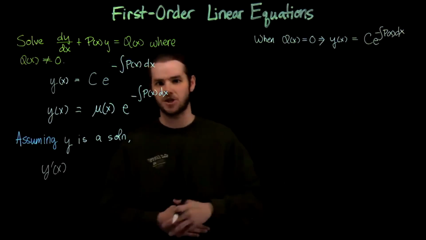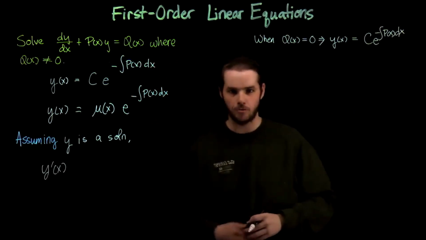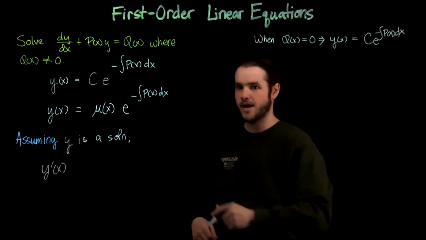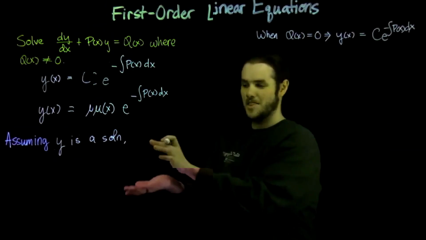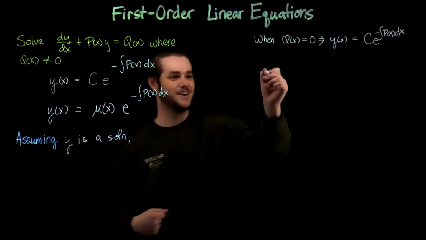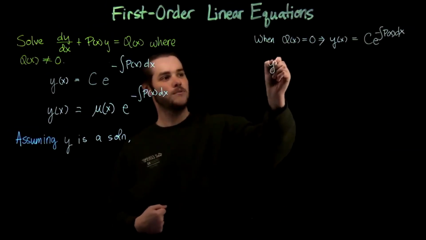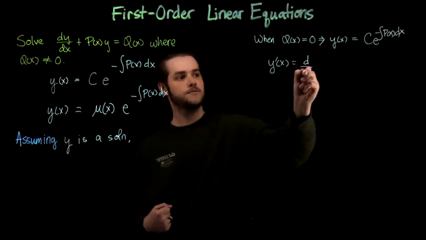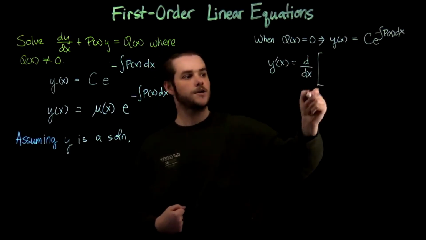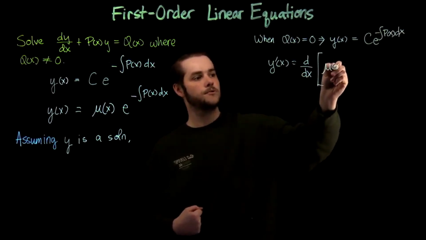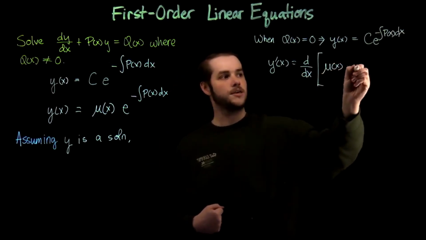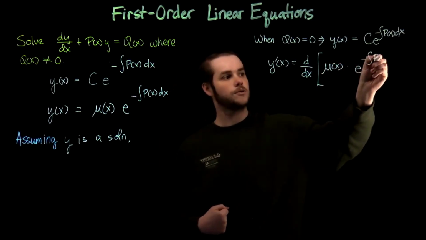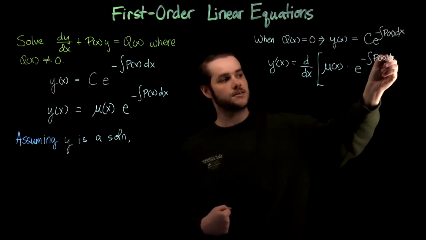In fact, maybe I should work over here where I've got a little bit more room. And by magic, that guy's gone now. Okay, so y prime of x, well, that's just the derivative of this guy. We've got that function mu in here times e to the negative integral p of x dx.